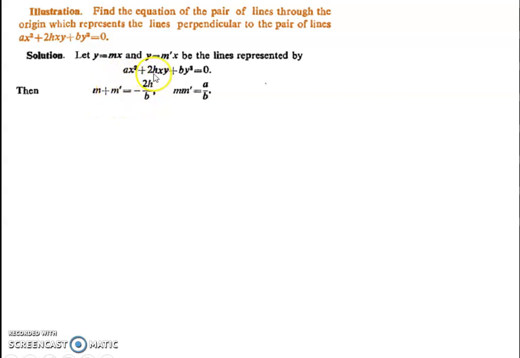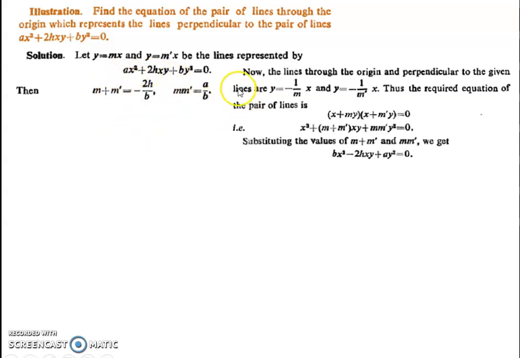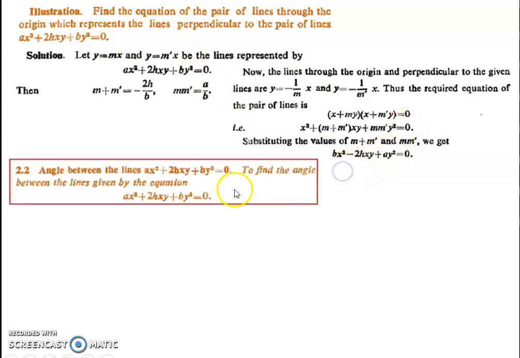This is the sum of the roots, this is the product of the roots. Now the line through the origin and perpendicular to the given line is y is equal to minus 1 by m into x and y is equal to minus 1 by m dash into x. I multiply this side, so x plus y m and x plus y m dash is equal to 0, and when we multiply these two I got this. Substituting the value of m plus m dash, that is minus 2h by b, and m into m dash, that is a by b, we got an equation, and this equation is perpendicular to the given equation.